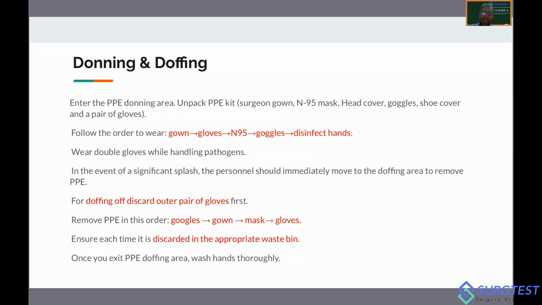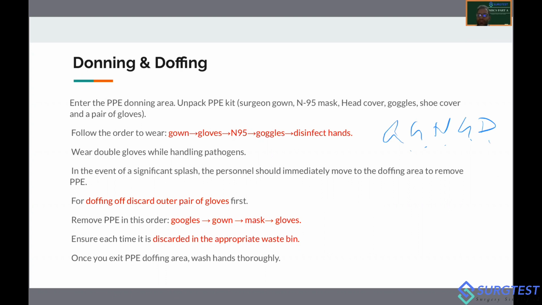So the mnemonic which I personally use is GGNGD. I mean, it's not a great mnemonic, but the idea is gown, gloves, N95, goggles, and disinfect hands. The goggles comes last, just before disinfection.